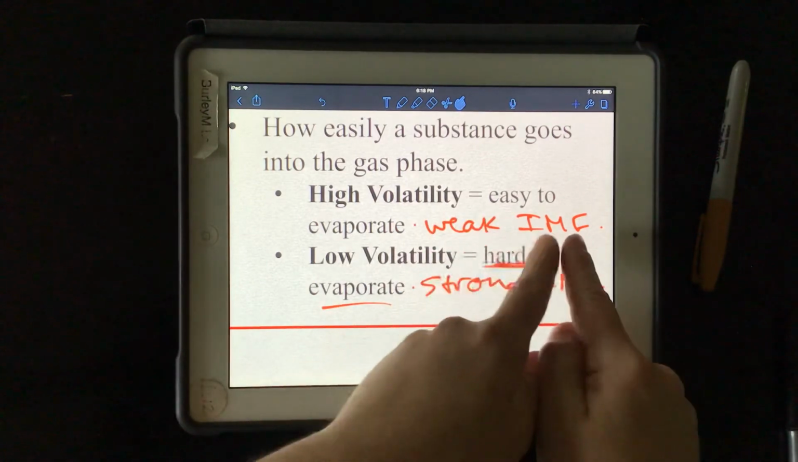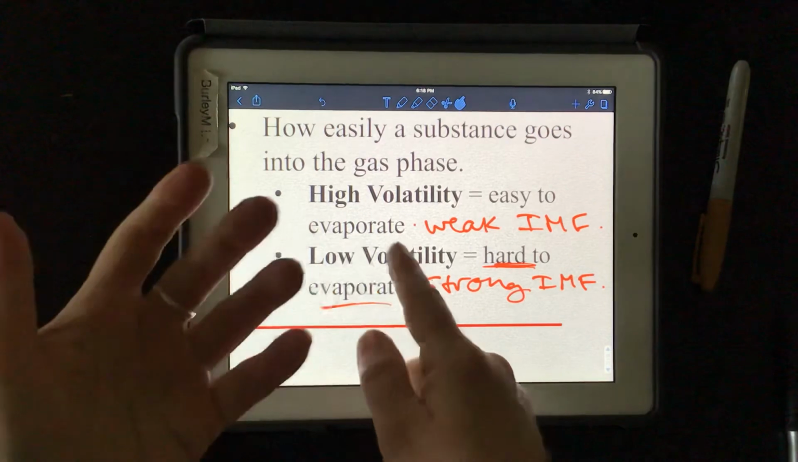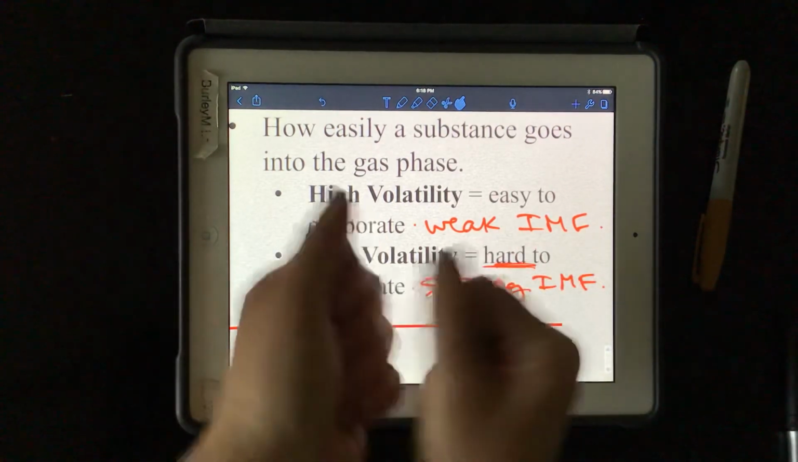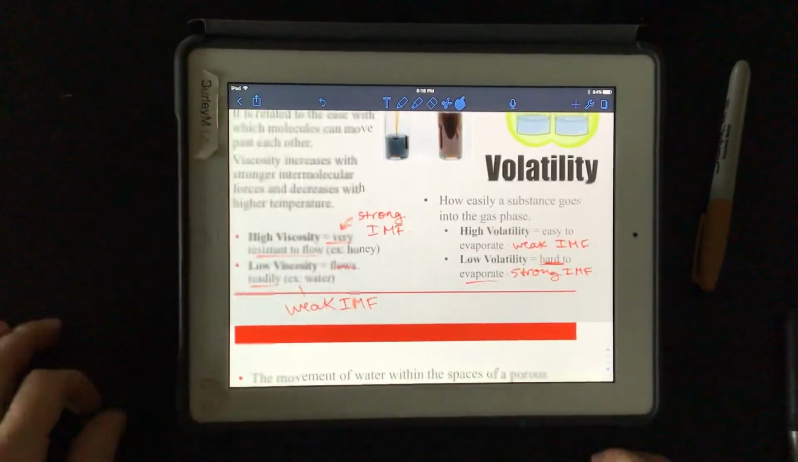Something with weak intermolecular forces would have a very low boiling point or evaporation point, and that means that it doesn't take very much energy in order to break apart those molecules and separate them to get into the gas phase.